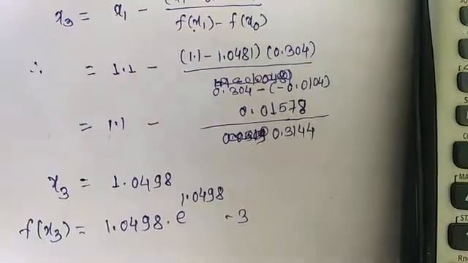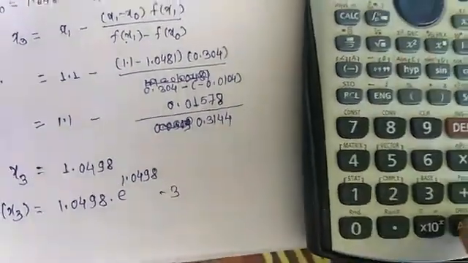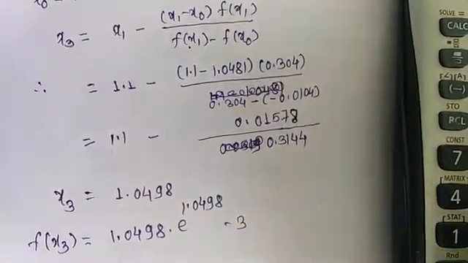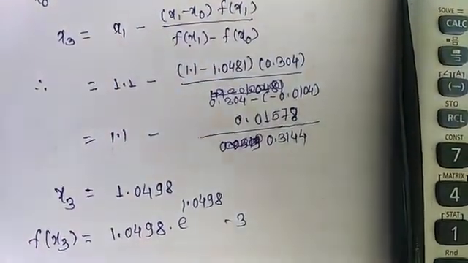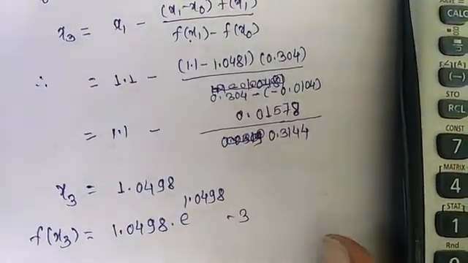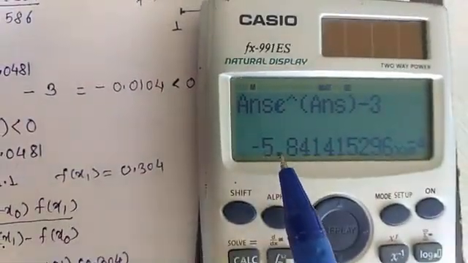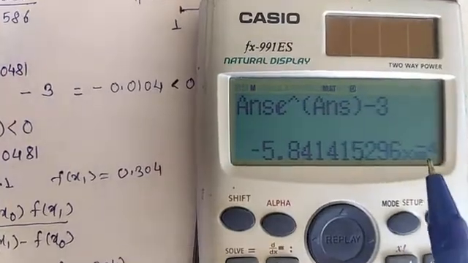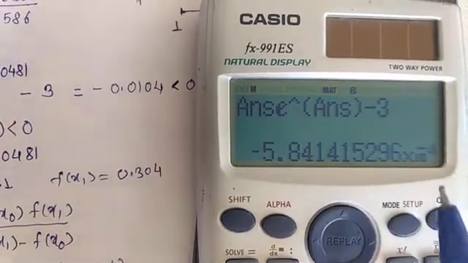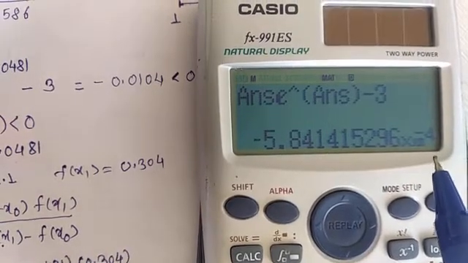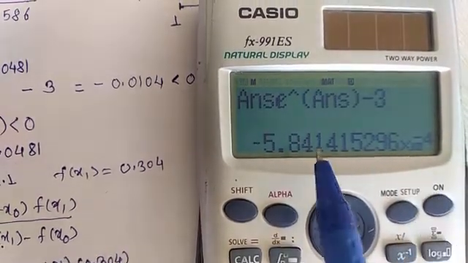Okay, so its calculation will be answer into e raised to answer minus 3. After calculation it looks like minus 5.8414 into 10 raised to minus 4, which means our calculation is near about a 0 value.